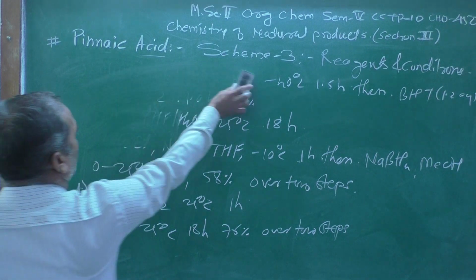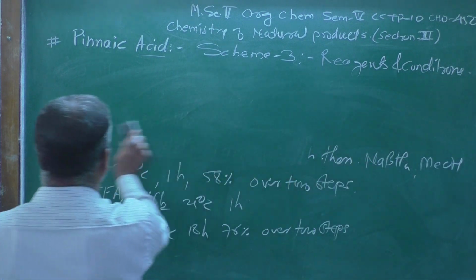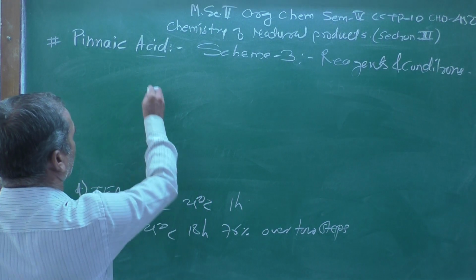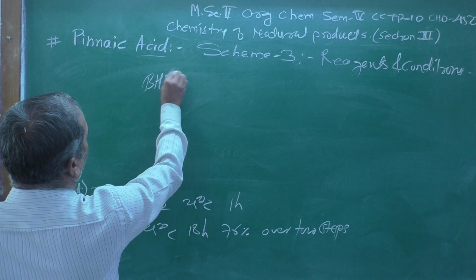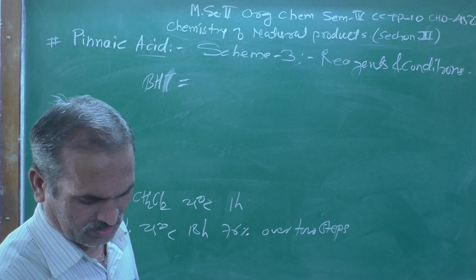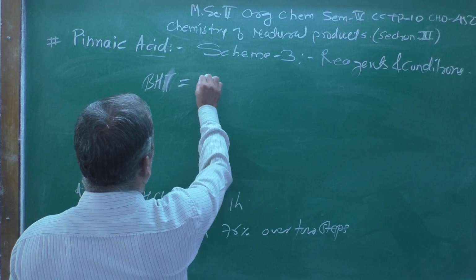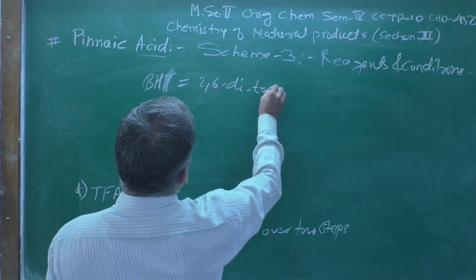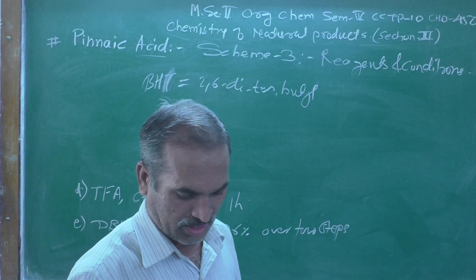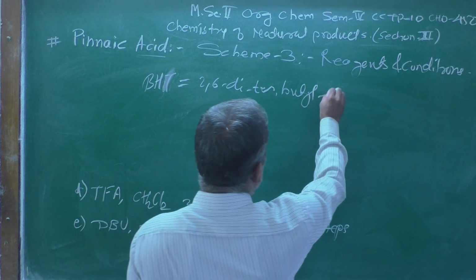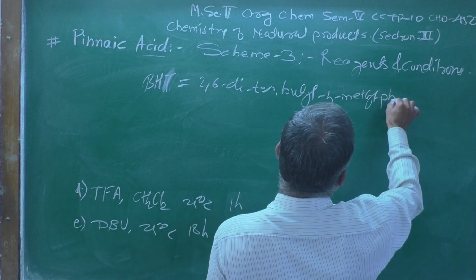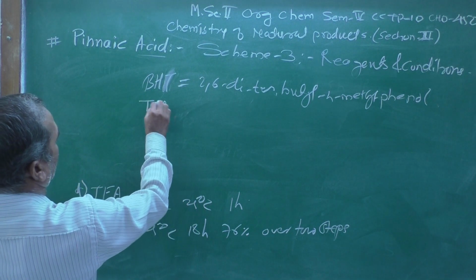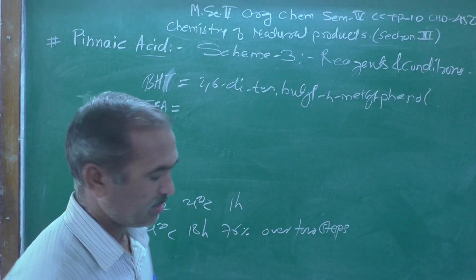And here are the short forms which they have used during this reaction. The one which they have used is BHT. BHT is nothing but 2,6-di-tert-butyl-4-methylphenol. TFA is nothing but trifluoroacetic acid.